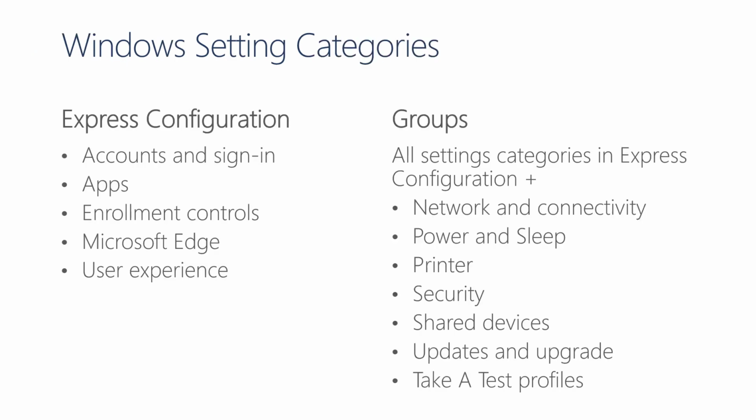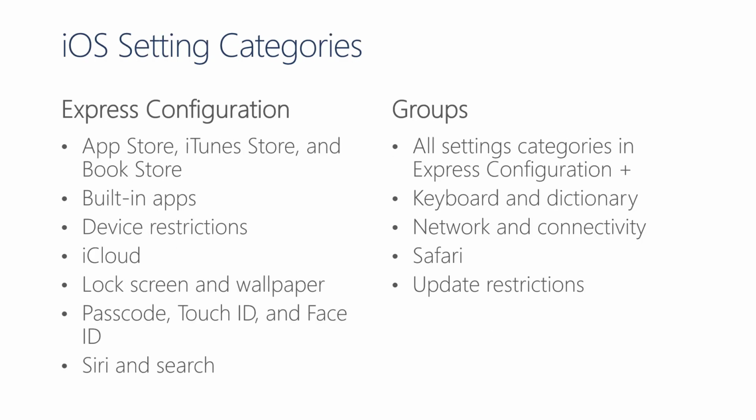With Express Configuration, you're allowed to modify categories of settings for accounts and sign-in, apps, enrollment controls, Microsoft Edge, and the user experience. When managing settings from groups, we've added settings to these categories in Express Configuration, but have also added categories such as network and connectivity, power and sleep, security, and others. Similarly, in Express Configuration settings for iOS, we have a limited number of categories and settings. These categories and the number of settings per category are expanded in the group configuration.